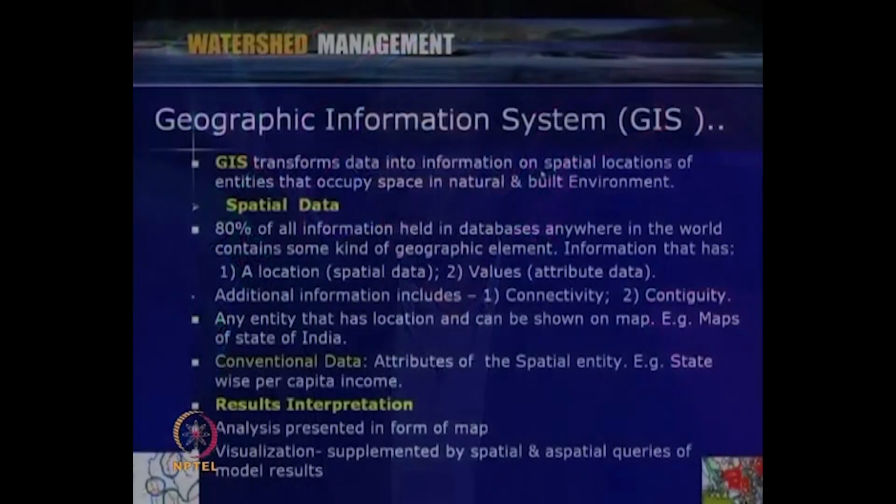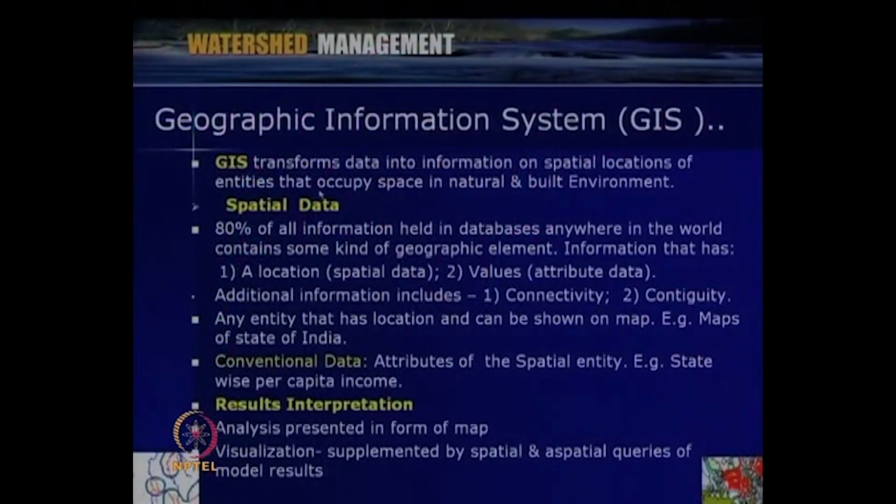environment. So, that way GIS transforms data into information on spatial locations of entities that occupy space in the natural and built environment. It can be either a natural environment or a built environment. So, that way the GIS transforms whatever data we put in, and then we can see the variations. The data generally will be spatial data.